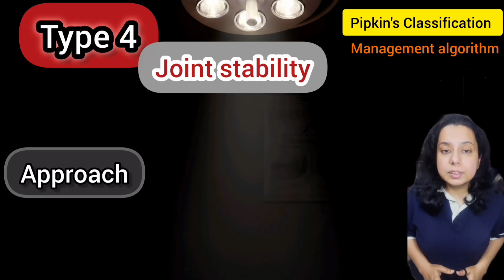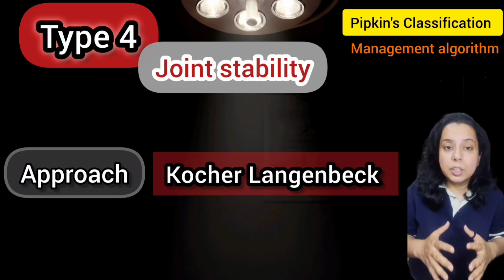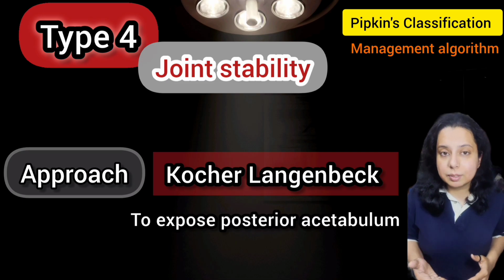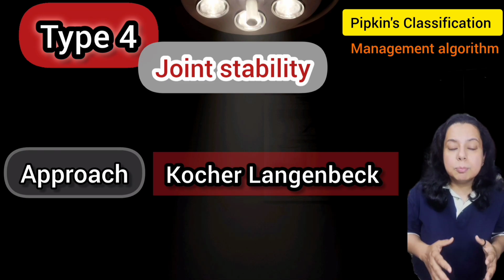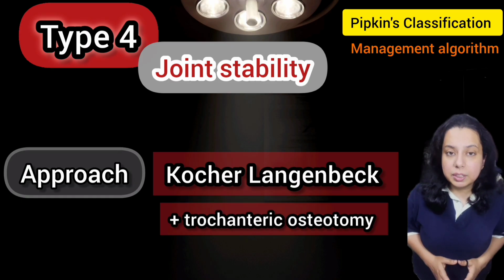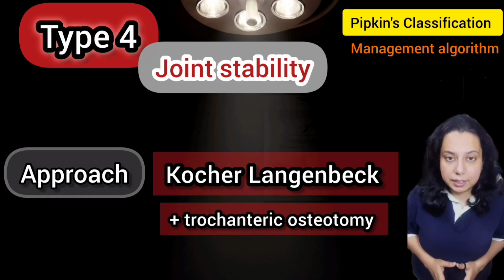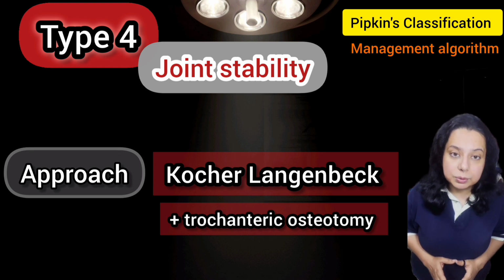Here the approach is the Kocher-Langenbeck approach. Often we use the modified Kocher-Langenbeck approach. Here there is a high need to expose the posterior acetabulum since we need to fix that part for complete stability. The modification is that it generally will include a trochanteric osteotomy, which is similar to the one done in Ganz for better visualization of the femoral head component also.